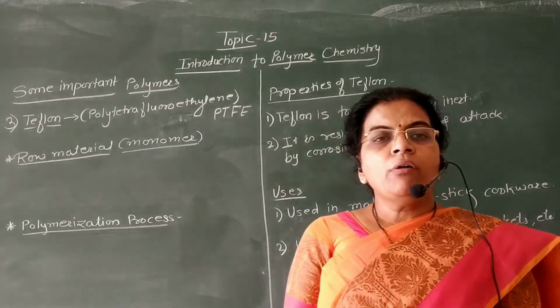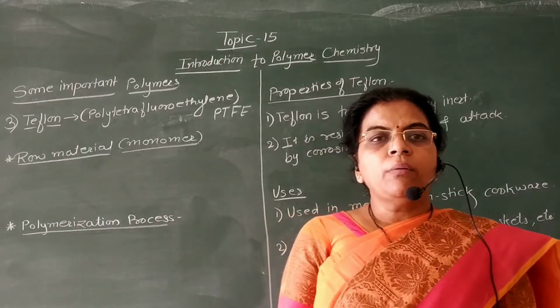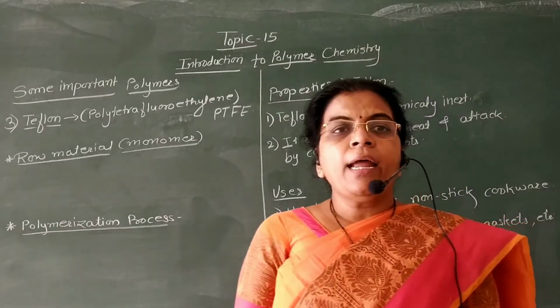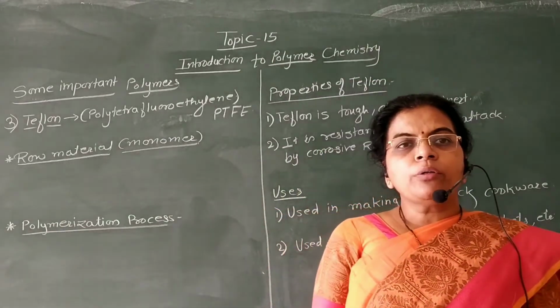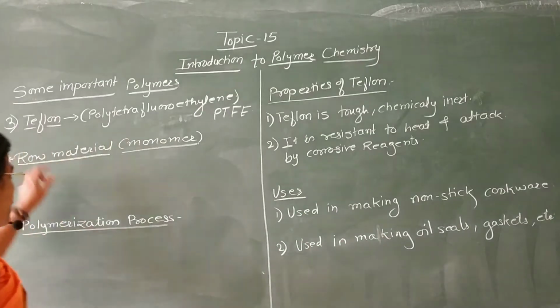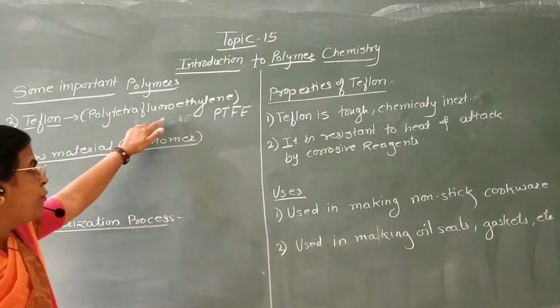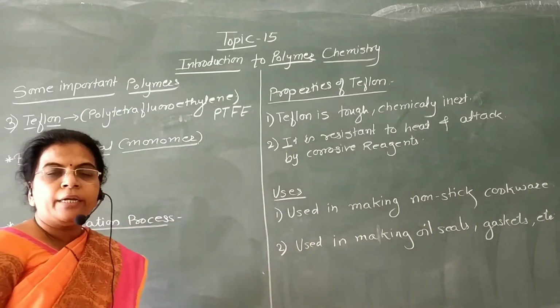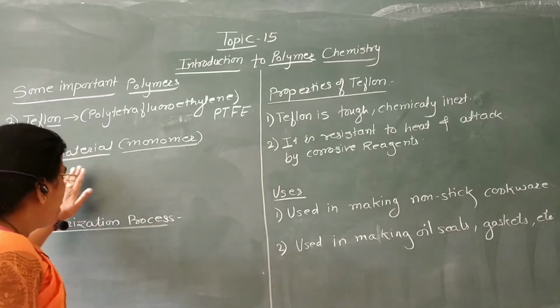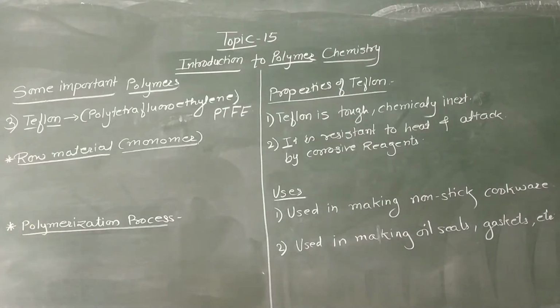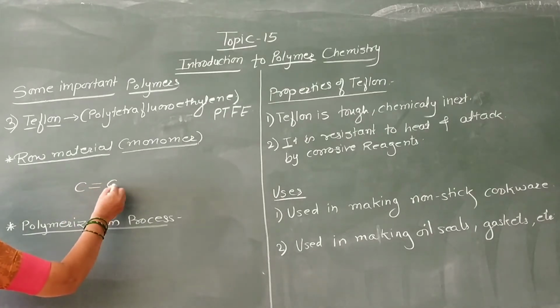And then we started the second polymer, polyethylene, in which we prepared low density polyethylene and high density polyethylene. Now we are going to see the third important polymer, Teflon. Teflon is polytetrafluoroethylene, abbreviated as PTFE. The monomer used for the preparation of Teflon is tetrafluoroethylene.